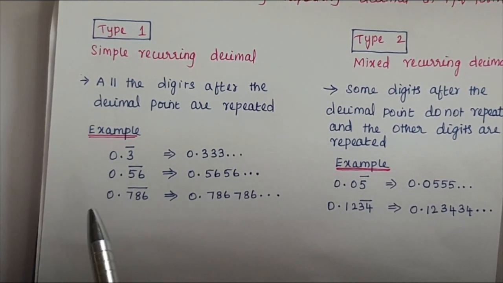In simple recurring decimal, all the digits after the decimal point are repeated. In mixed recurring decimal, some digits after the decimal point do not repeat and the remaining digits are repeated. Hope it is clear. In the next video, we will discuss type 1 and type 2 problems.